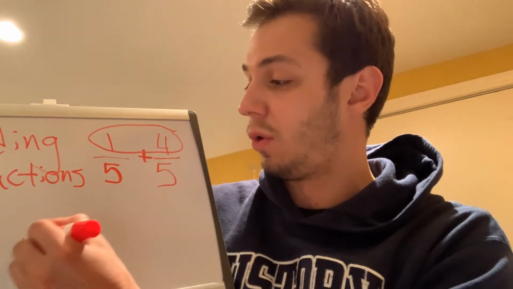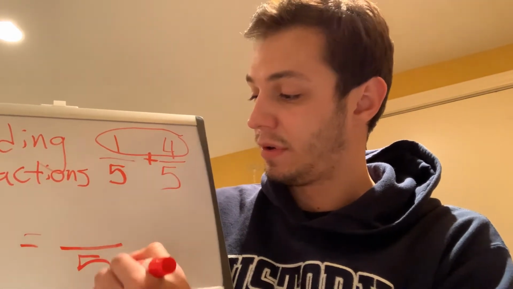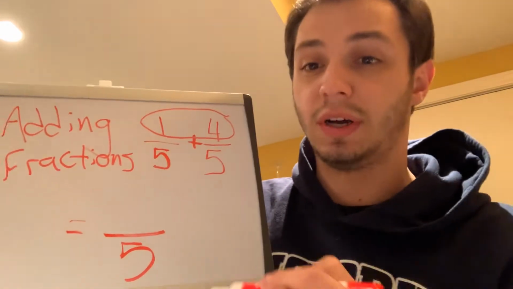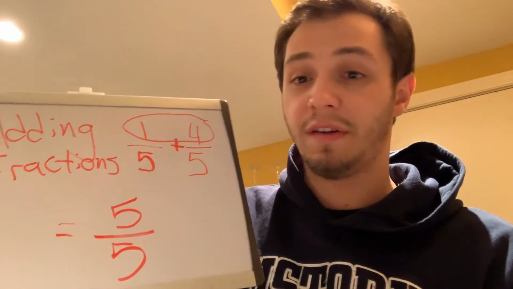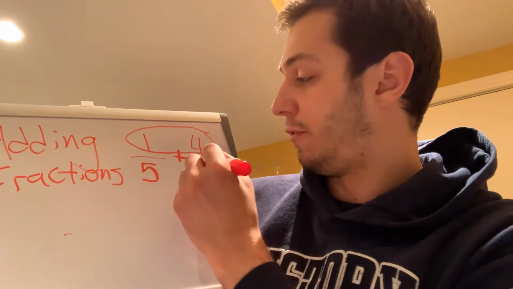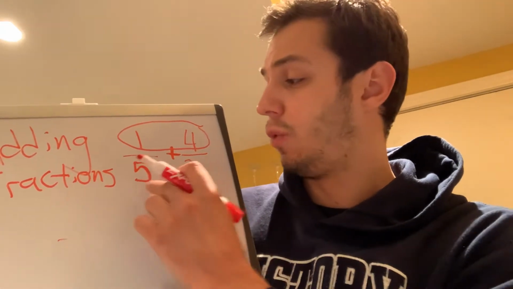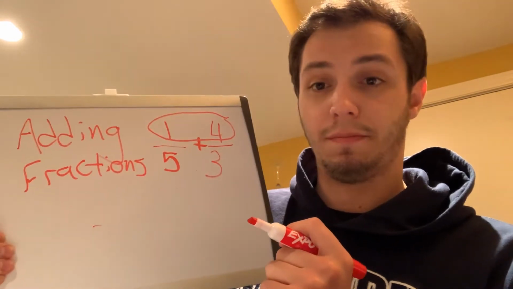So this will equal, the bottom number will stay the same as 5. The only thing that will change is the top number, and it's going to be just a simple addition problem. 1 plus 4 is 5, so my answer will be 5 over 5. For example, if I had the fraction 1 over 5 plus 4 over 3, I cannot add these fractions the way that they are written because the bottom numbers are not the same.